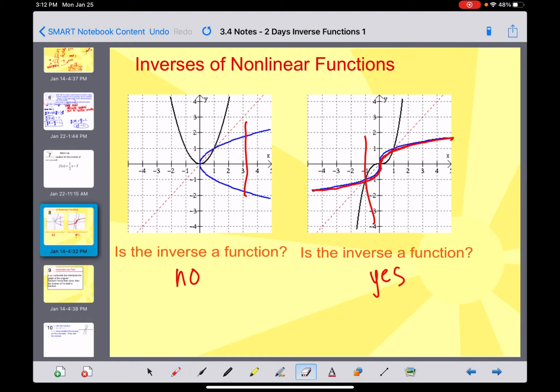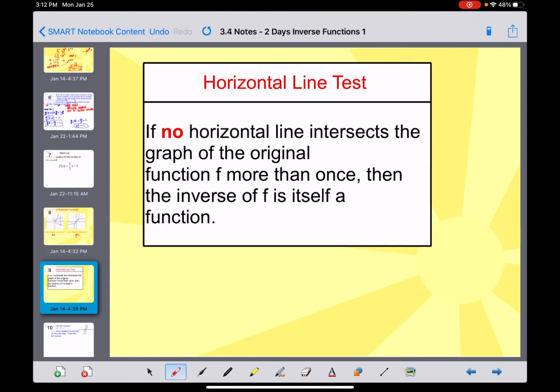Okay, so we have this thing called the horizontal line test, and what that tells me is if a function is going to have an inverse that's a function. The horizontal line test says that no horizontal line can intersect the graph of the original function f more than once. If that happens, then the inverse of f is itself a function.